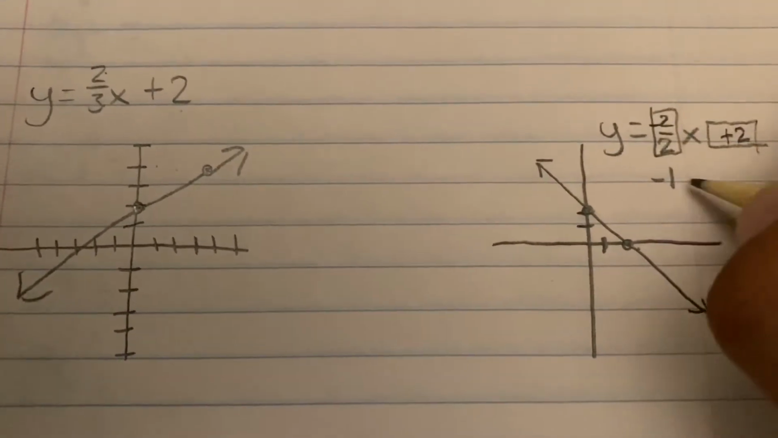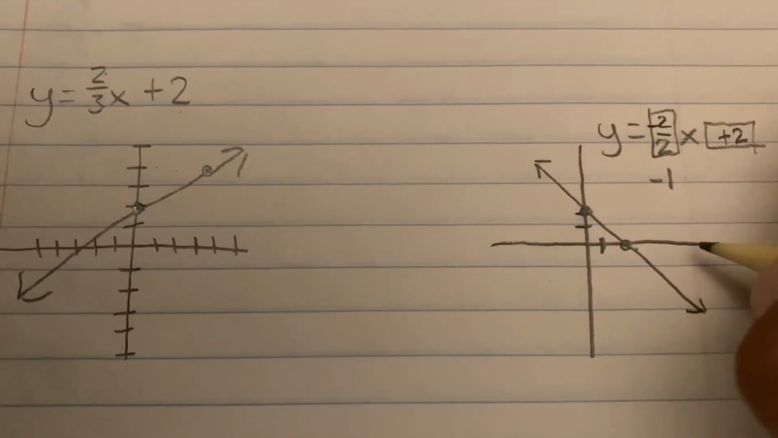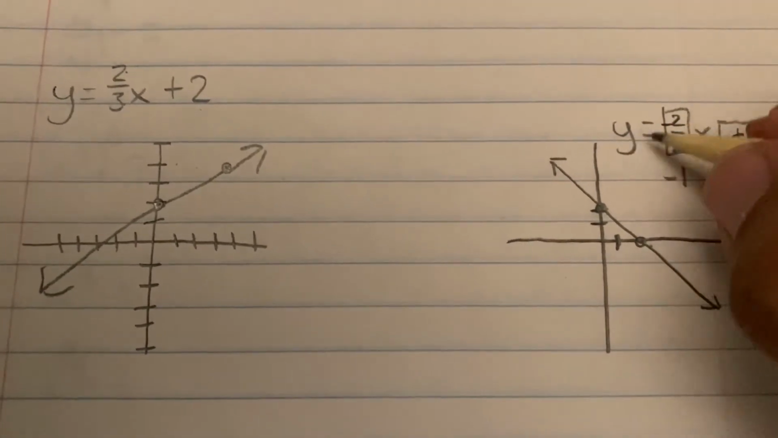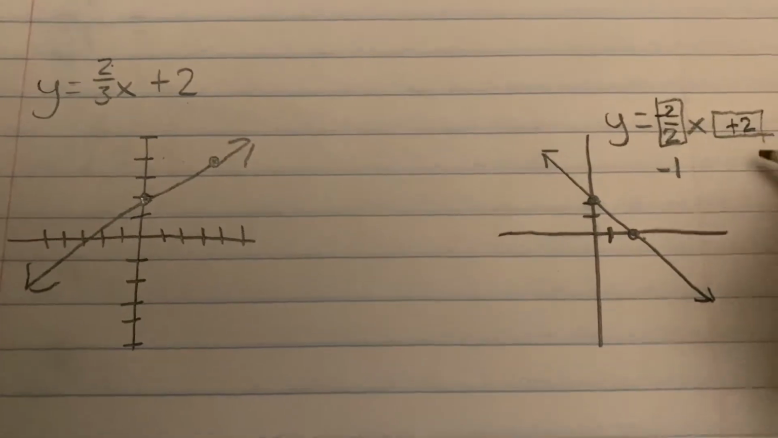But we could leave it like that, or write negative 1, and I'll be fine with it. And that's the slope. And that's the y-intercept. So the equation is y equals negative 2 over 2, x plus 2.